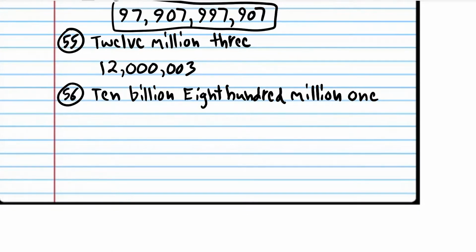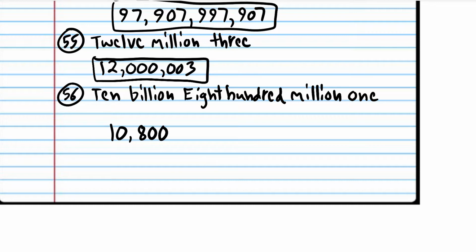Number 56 is going to be kind of like that one. See if you can try number 56. And when you come back, we'll do it together. Pause the video. All right, we're back. 10 billion, 800 million, 1. So if we're going to have 1, then we have to put the thousands period, then the ones period with just a 1 there.